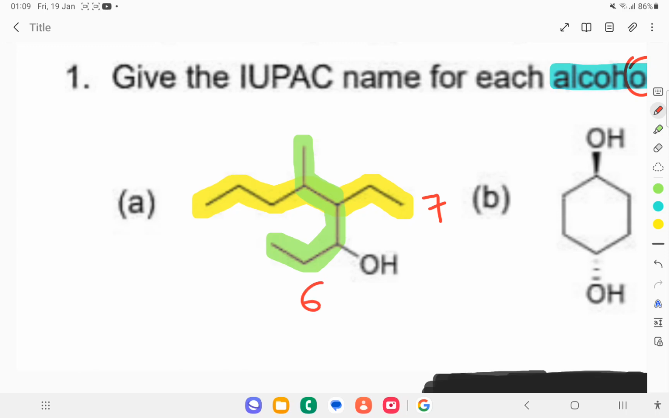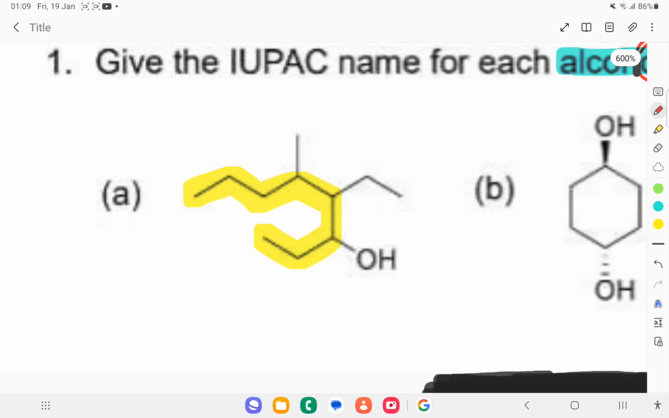And then if we try from this side, making this the first carbon, 1, 2, 3, 4, 5, 6, 7, 8, we get the longest carbon chain, which is 8. So we choose this one as the parent chain. Okay, so this is the longest carbon chain, 1, 2, 3, 4, 5, 6, 7, 8.